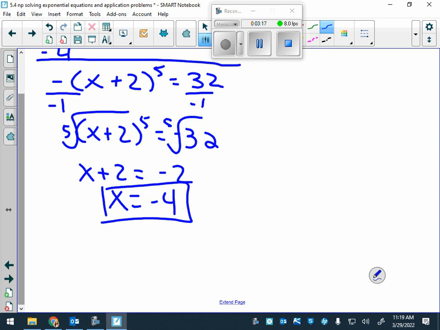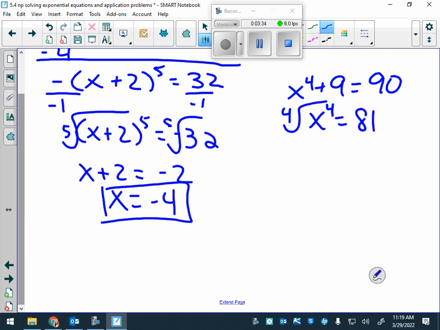Number 5, biggest mistake. When you take an even root, what must you include? Plus or minus. You have x to the 4th plus 9 equals 90, so x to the 4th equals 81. I am taking the 4th root. Automatically, I should have plus or minus 3. And some of you got the minus 1 because of it. We do not forget the plus or minus.